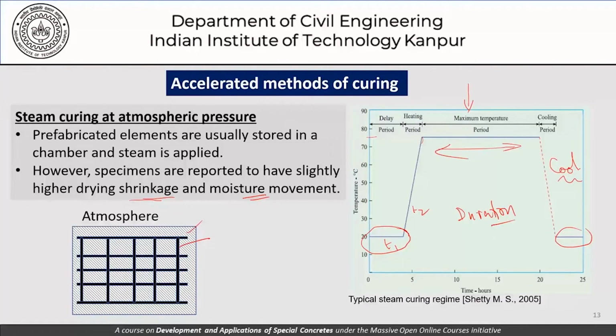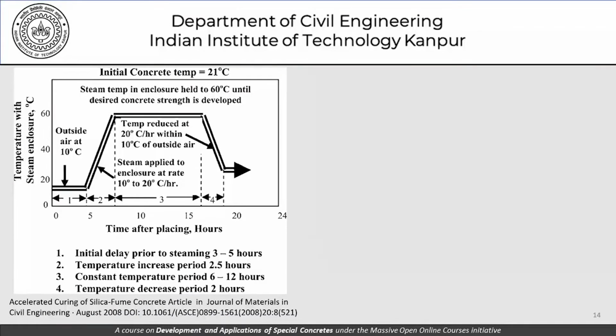This picture here is another of those specific details coming out of an article from 2008, where we say that, okay, outside temperature at 10 degrees centigrade for 1 hour, and then 2 hours it takes for the temperatures to be built up from this level to say about 60 degrees.